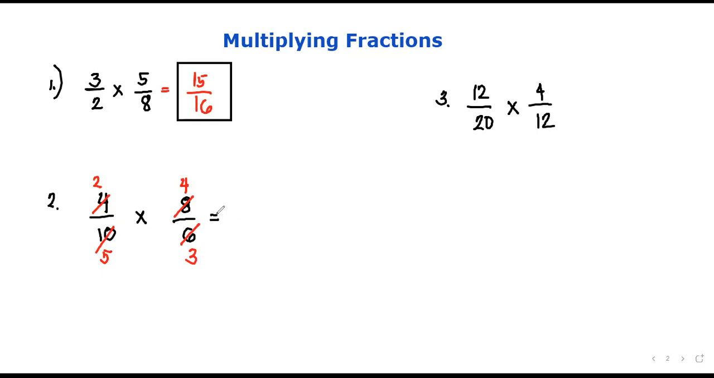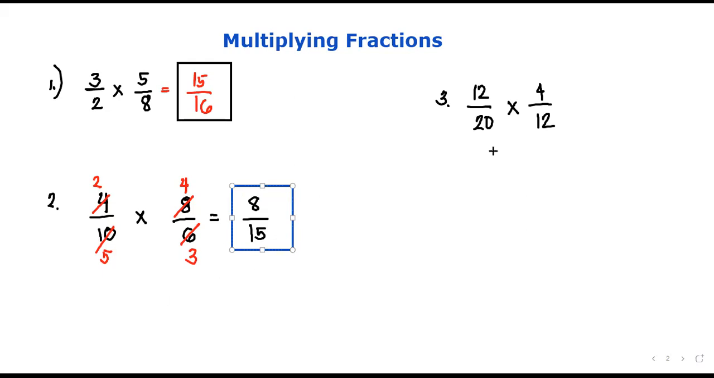Okay, there's nothing left to cancel out. So we multiply the ones left. 2 times 4 is 8, and 5 times 3 is 15. And there you have it. This is the final answer, 8/15. This is already in its simplified form. So box your final answer.